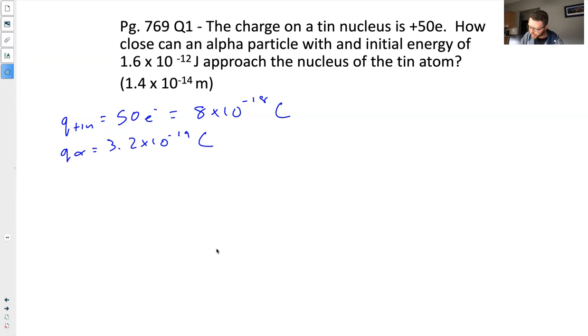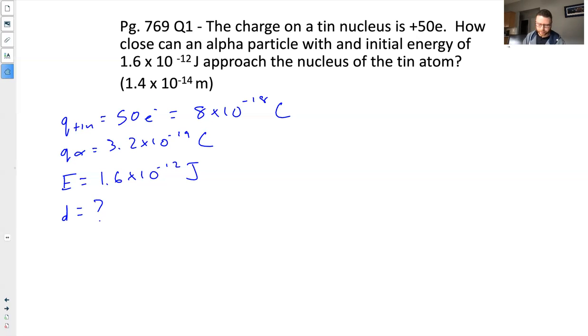We know the initial energy is 1.6 times 10 to the negative 12 joules. And we're asked, how close can that alpha particle get to the nucleus of the tin atom if it has this particular amount of energy? Anytime you have two positively charged objects coming towards one another, they naturally want to repel. But if we have energy, it can get pretty close before it does repel, kind of like what we've seen in Rutherford's experiments.